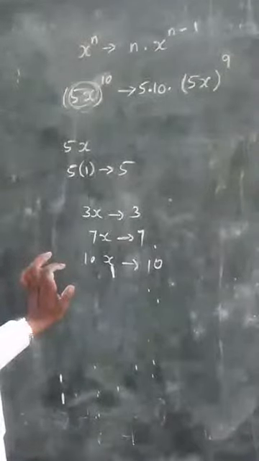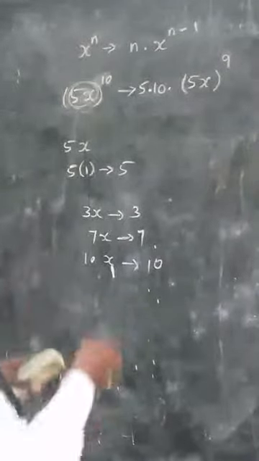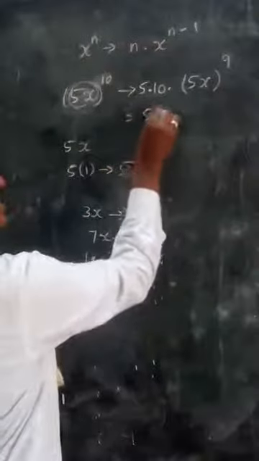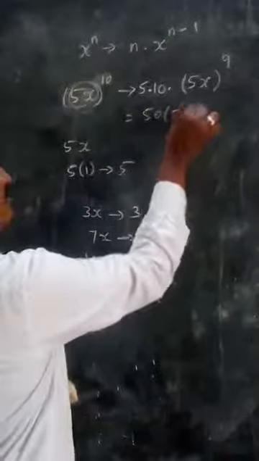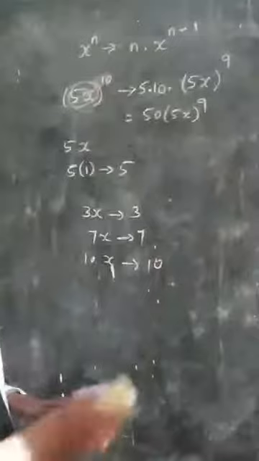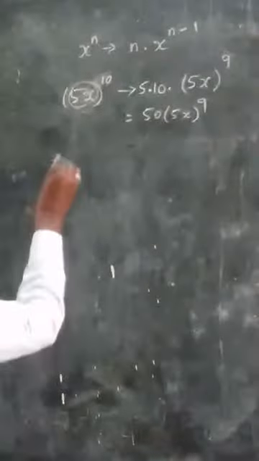I think you will still have a few confusions. So the final answer is 50 into 5x to the power of 9. This is the correct answer. I will take one more example like this for better understanding.